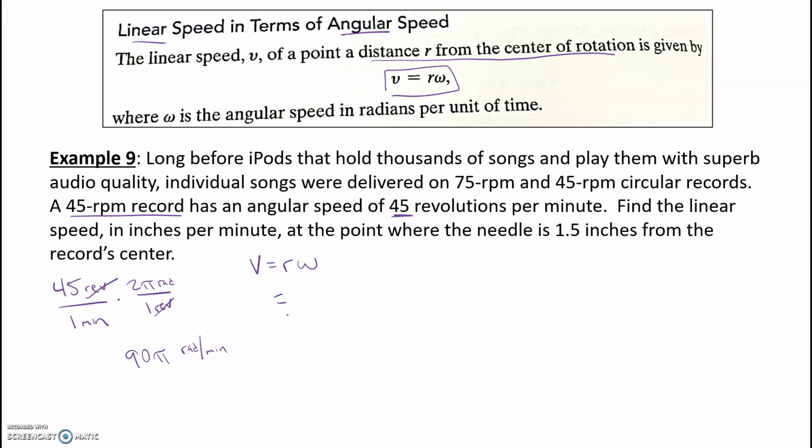It tells us that it's 1.5 inches from the record center. So there's our r, the distance from the center. So we have 1.5 times our angular speed, which we just found was 90 pi radians per minute. We're going to multiply those, and we get 135 pi inches per minute.